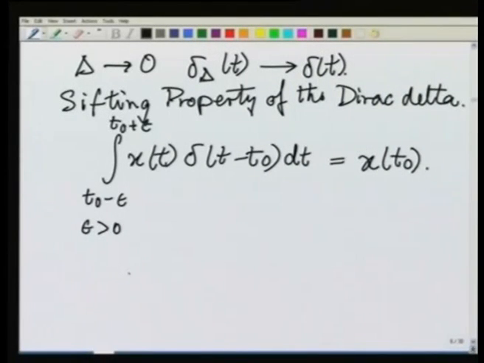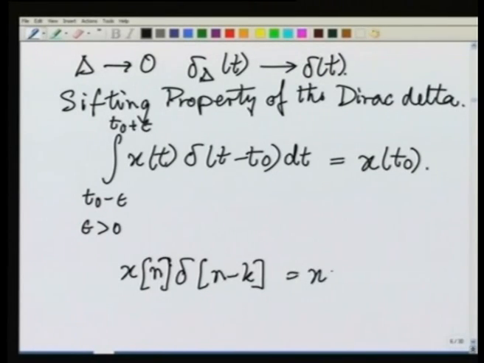In the discrete case, we wrote that x n times delta n minus k was equal to x k. That is the equivalent property we want here. There we were able to sample the value of the discrete time function x n at the point k by multiplying it with delta n minus k, which is the shifted discrete Kronecker impulse at n equal to k.